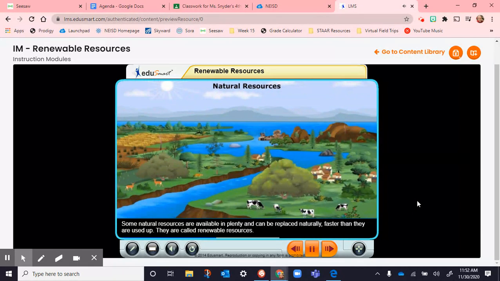Some natural resources are available in plenty and can be replaced naturally, faster than they are used up. They are called renewable resources. All right, so renewable resources, the big thing to remember about these is they can be replaced naturally within your lifetime. So these, just like trees and different plants and stuff like that, we use them, but then they can be replanted, and we can see all of this happen where they're being replenished. We can see all of that happen within our lifetime. So renewable, they are able to be renewed.